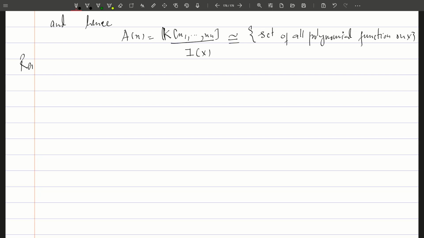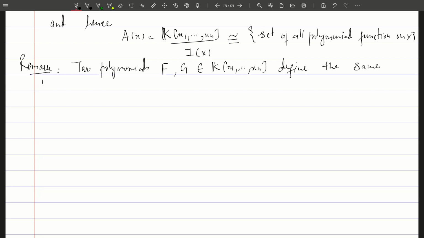Now we have a remark here. Two polynomials f and g in the polynomial ring define the same polynomial function over X if and only if their difference f minus g is in the ideal of X.